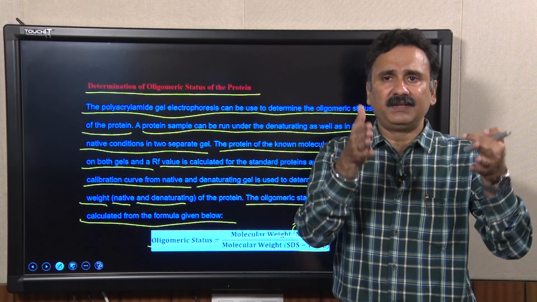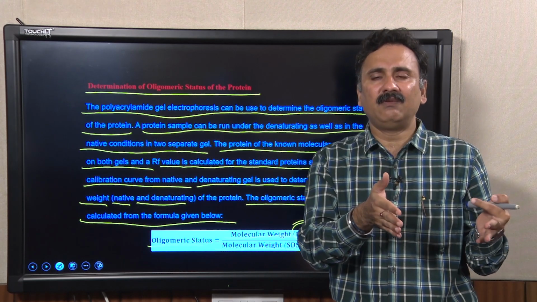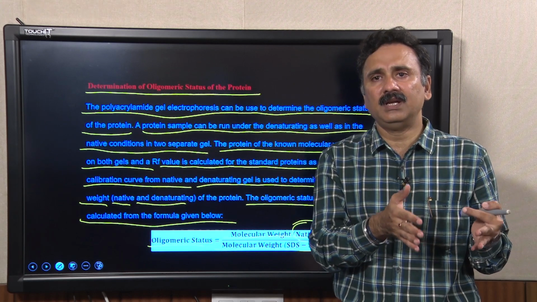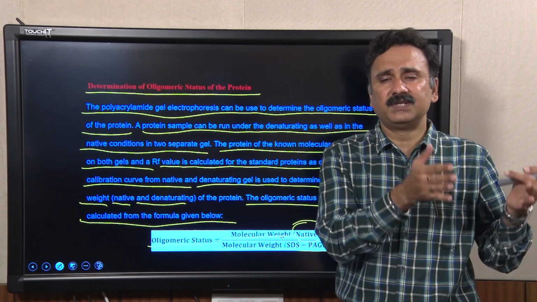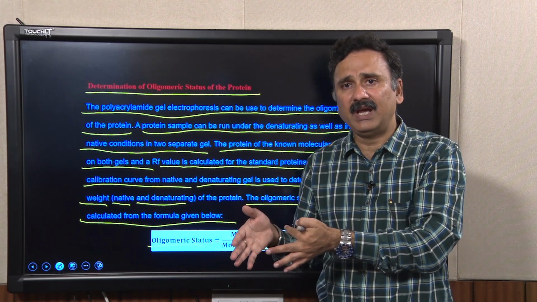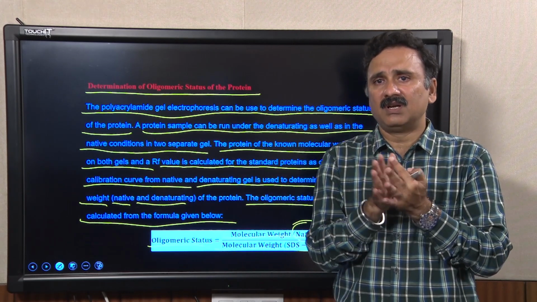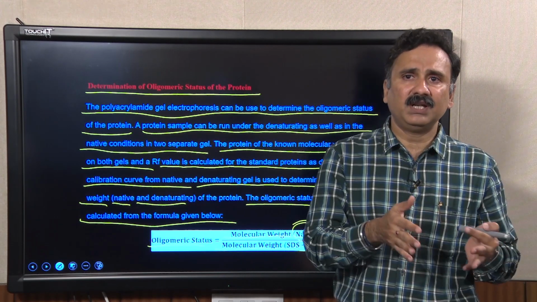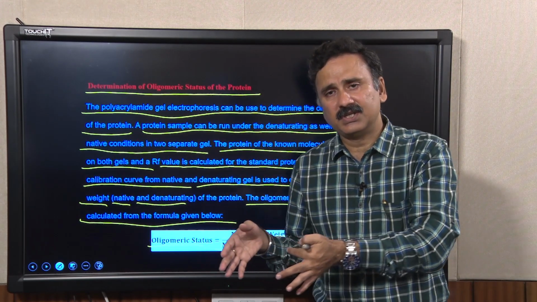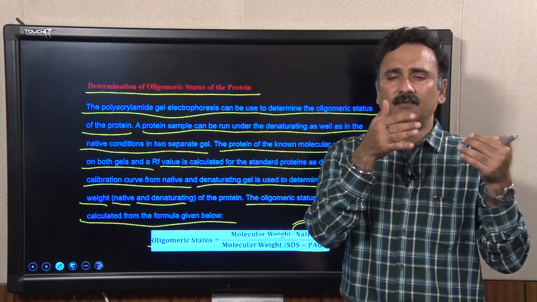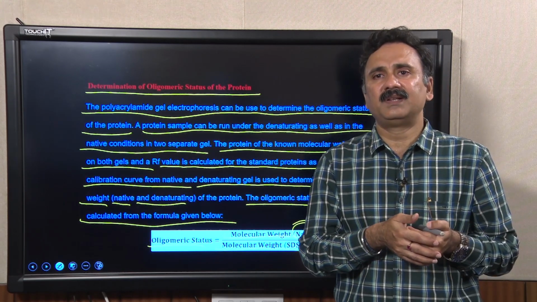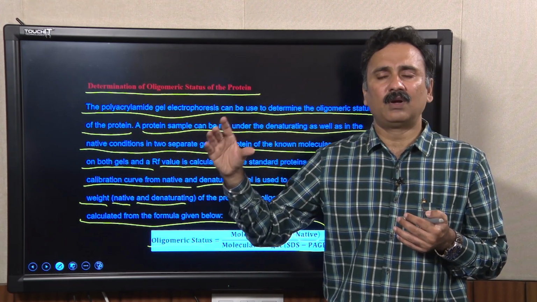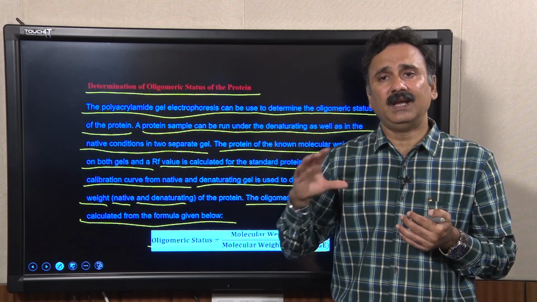Then you do exactly the same: you calculate the RF values of the standard proteins, you draw the calibration of the standard proteins in both conditions, the native PAGE as well as the SDS PAGE, and then you determine the molecular weight of this particular protein under the native condition as well as the denaturing condition. And then you calculate the oligomeric status simply by dividing the molecular weight you get from the native condition by that from the SDS.